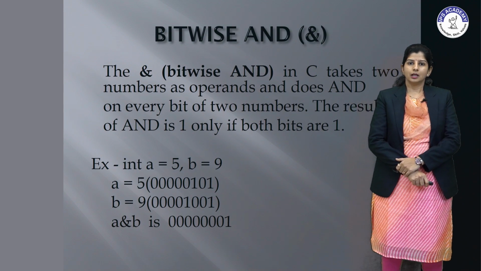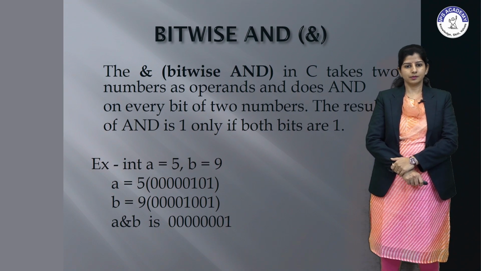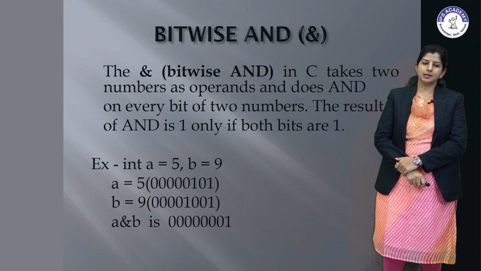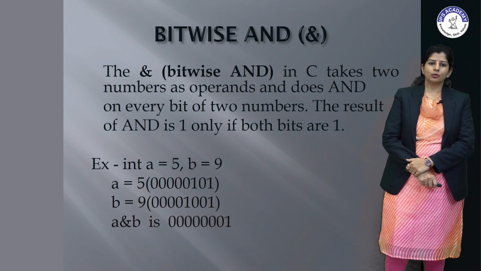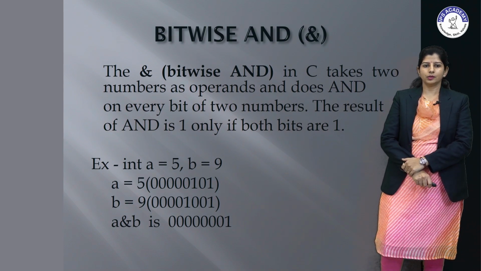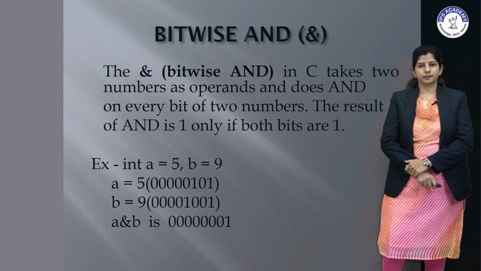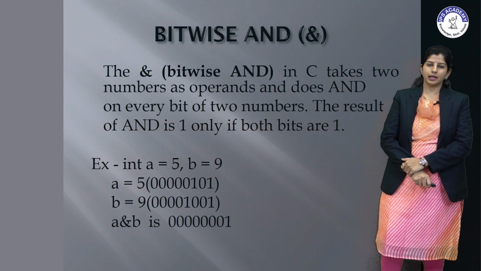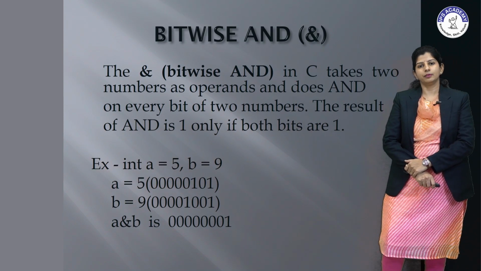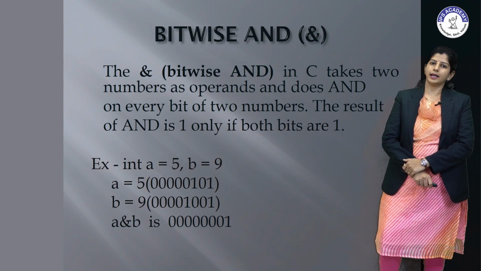So here the last bit of 5 is 1 and of 9 is also 1, so I am getting the result 1. The result of A and B is 0 0 0 0 0 0 0 1. It is the bitwise AND operation I performed on A and B.